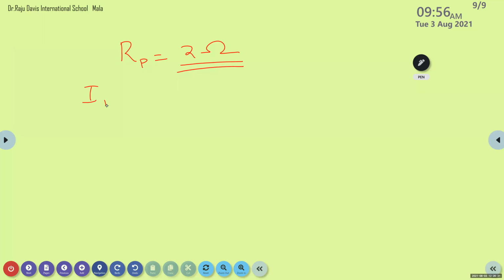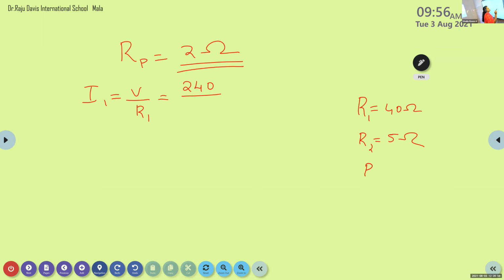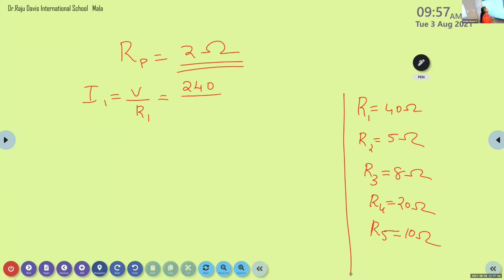I1 is equal to V by R1, right? I1 equal to V by R1. That is, V is 240 divided by, what is R1? Once again we can collect the value of all resistors. R1 equal to 40 ohm. R2 is equal to 5 ohm. R3 is 8 ohm. R4 is 20 ohm. And R5 is equal to 10 ohm. Okay, so here you have all values.